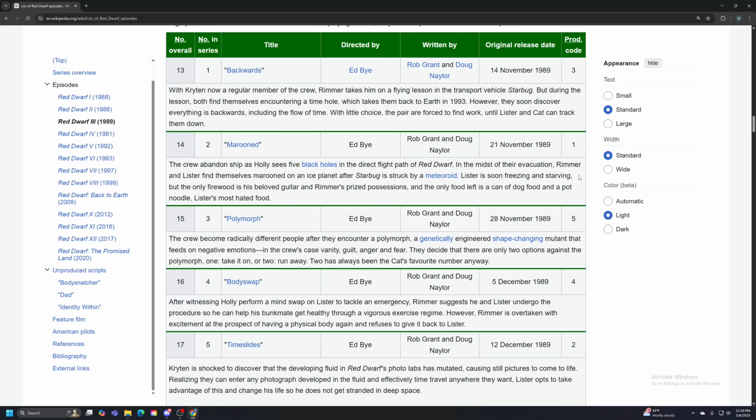Episode 3, Polymorph. The crew become radically different people after they encounter a polymorph, a genetically engineered shape-changing mutant that feeds on negative emotions. In the crew's case, vanity, guilt, anger, and fear. They decide that there are only 2 options against the polymorph. 1, take it on, or 2, run away. 2 has always been Cat's favorite number anyways.